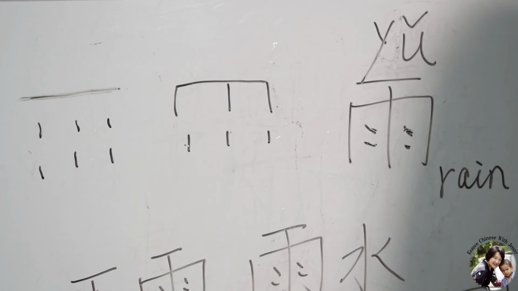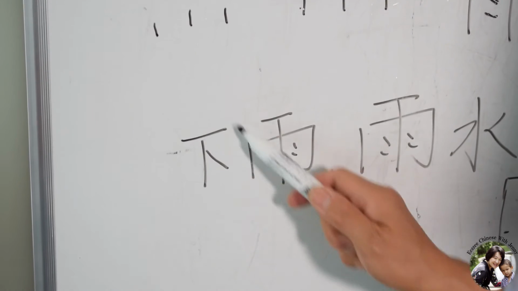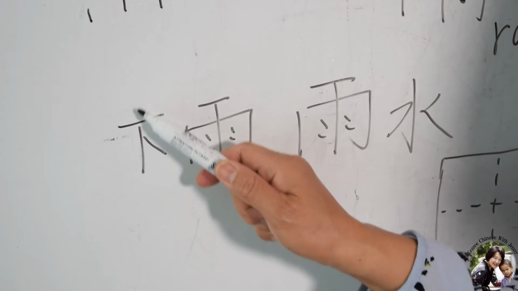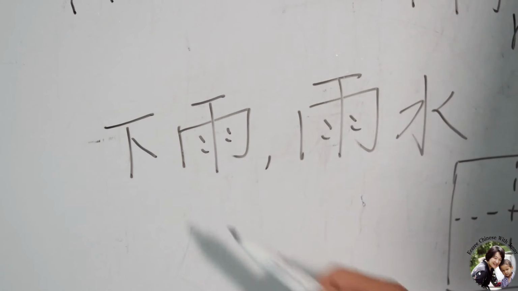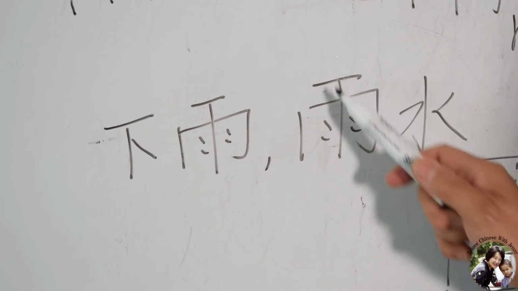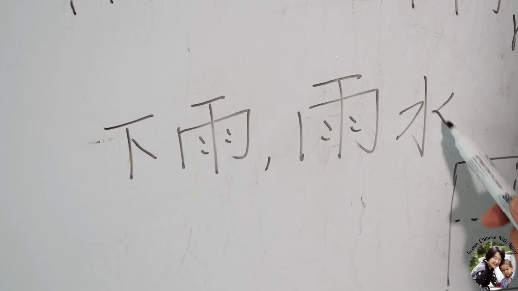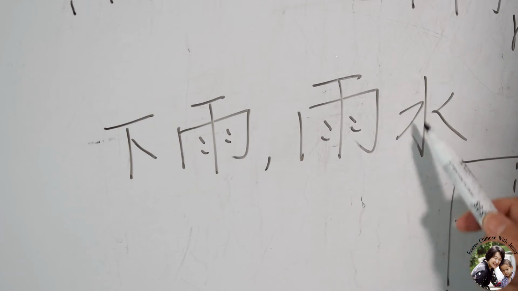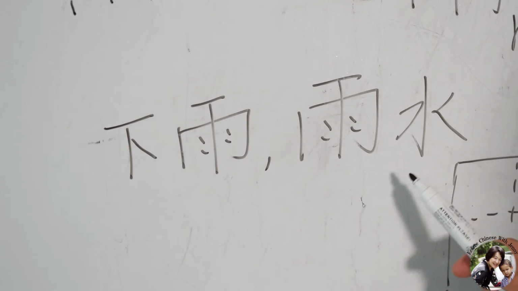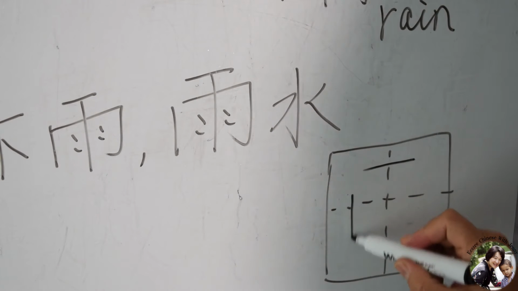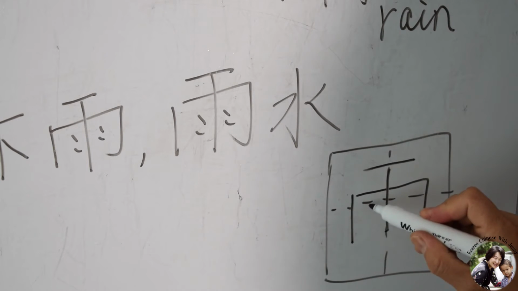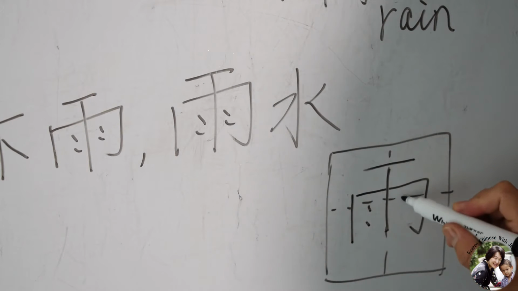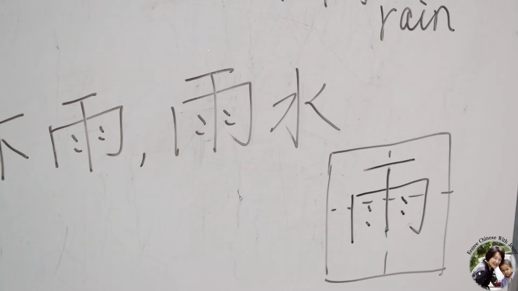And the phrase we put together, this we have learned, means 下雨, it's raining. 雨水, 水 means water. 雨水 means rainwater. 横, 竖, 横折钩, 竖, 2 dots, another 2 dots, 雨, rain.